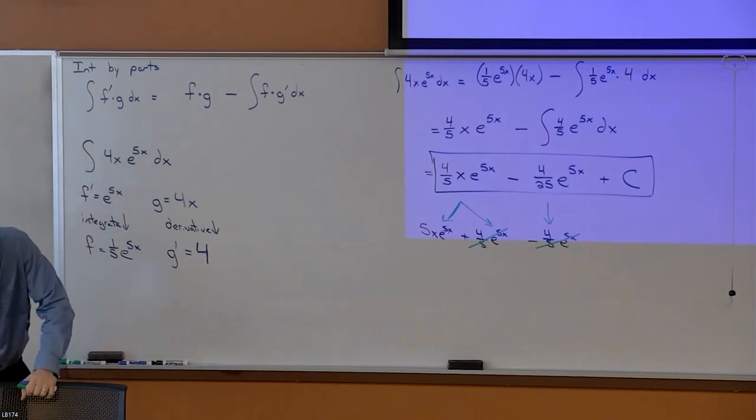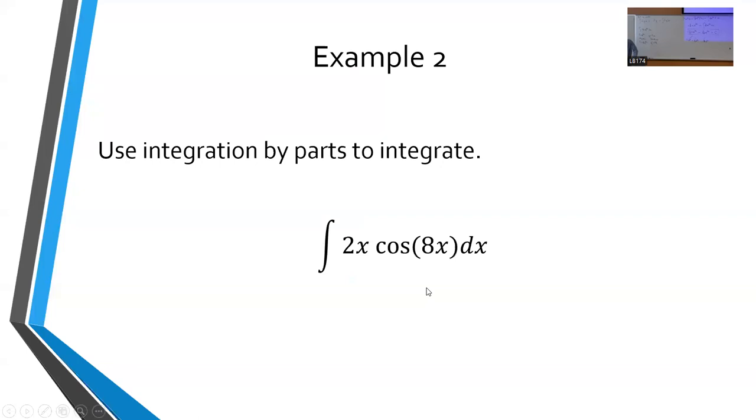All right. Let's do another. I want you to try this one on your own. It's very similar. Use integration by parts to integrate 2x times cosine of 8x.